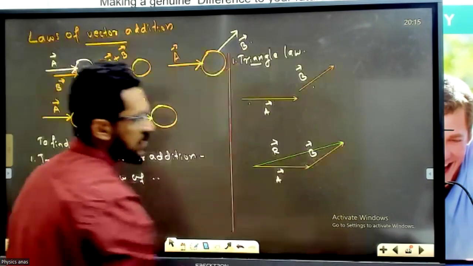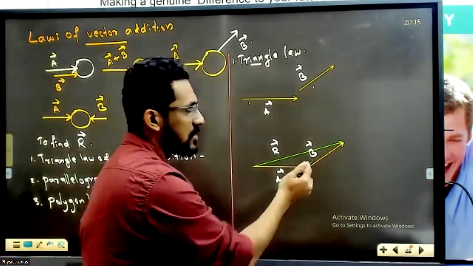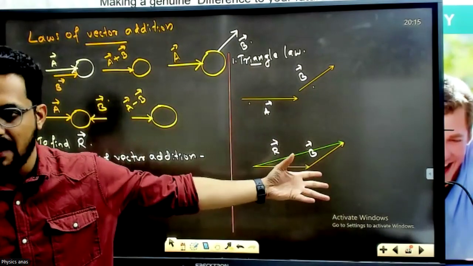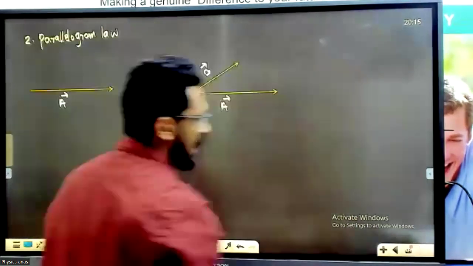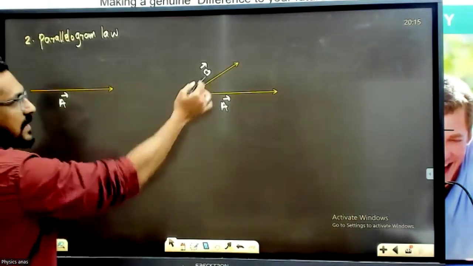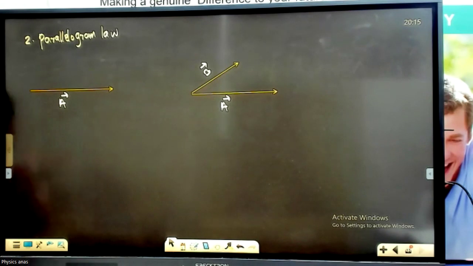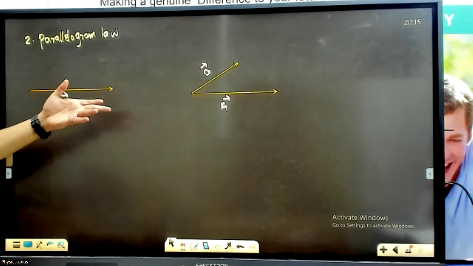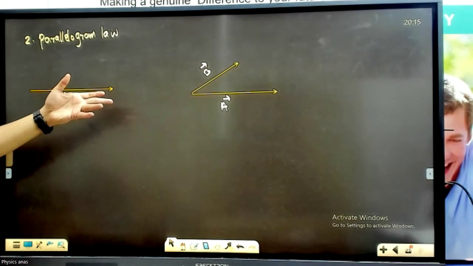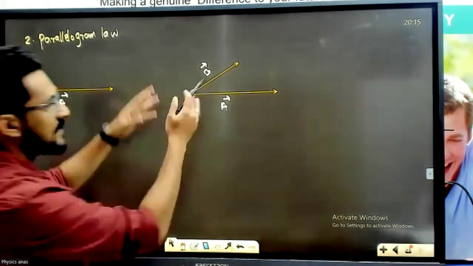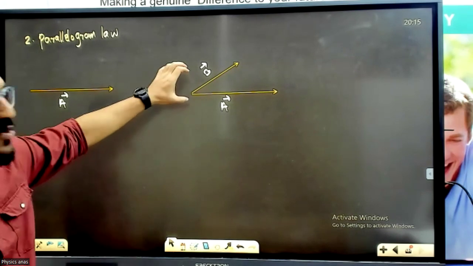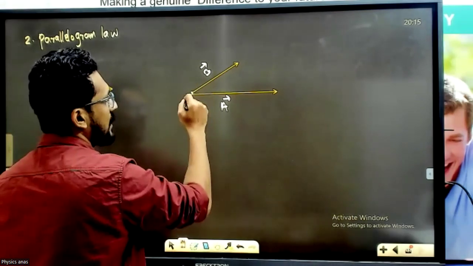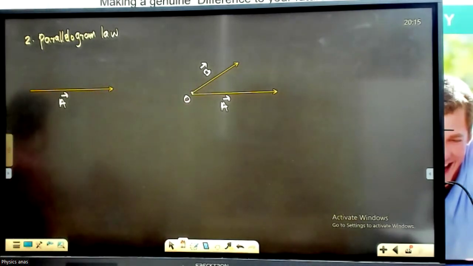At first, in the case of triangle law, I placed the vector B on the head of A. For parallelogram law, now I am placing the vector on the tail of A. Tail and tail are joined together. Got it? Now this is two sides of a parallelogram drawn from this point O.